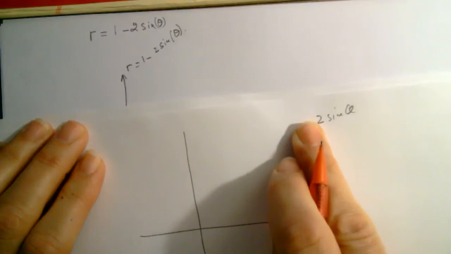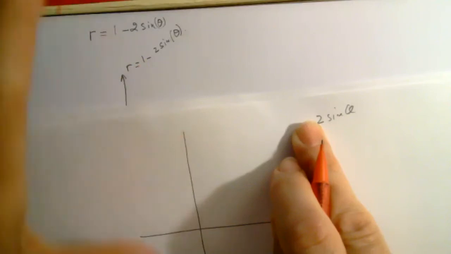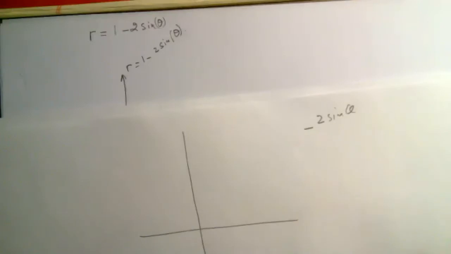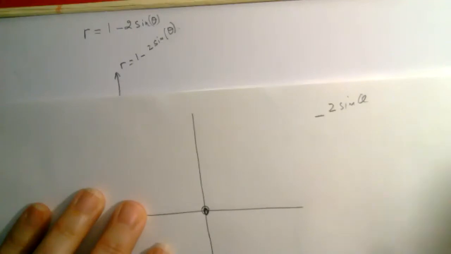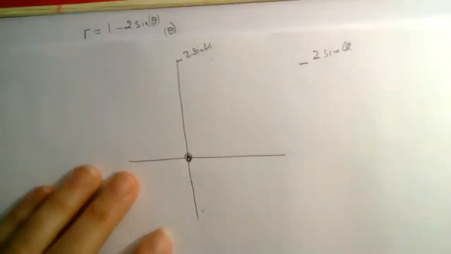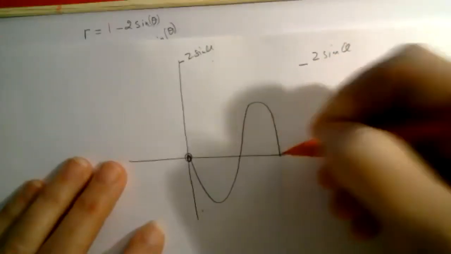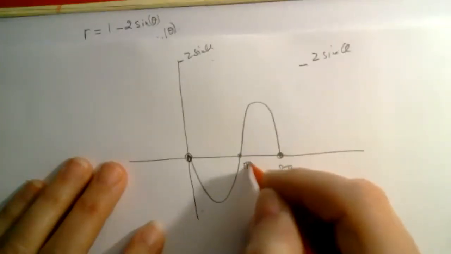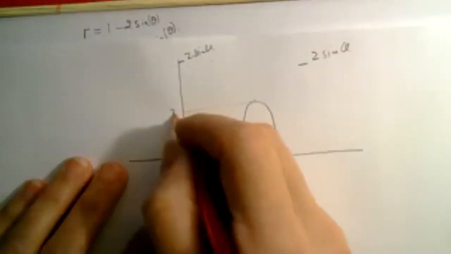We know what 2 sine theta looks like. 2 times sine theta will take the graph of sine theta and stretch it by a factor of 2. Minus will take the graph of sine theta and flip it. So minus 2 sine theta would be this way. That's minus 2 sine theta. It starts here, goes to minus 2 here, then starts repeating itself. That's at 2 pi, and this is pi, 3 pi over 2, and this is minus 2, and this is 2.